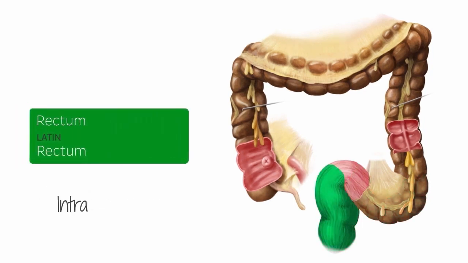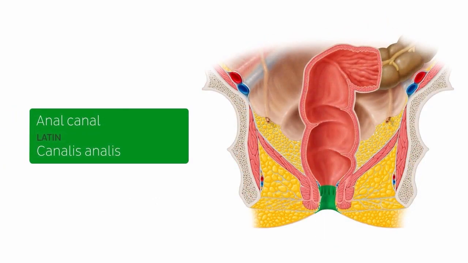The rectum is also intraperitoneal, but becomes retroperitoneal as it descends into the pelvic floor to the anal canal. The anal canal begins at the lower end of the rectum. This is marked by the anorectal junction, after which the anal canal extends from the pelvic floor to the anus.